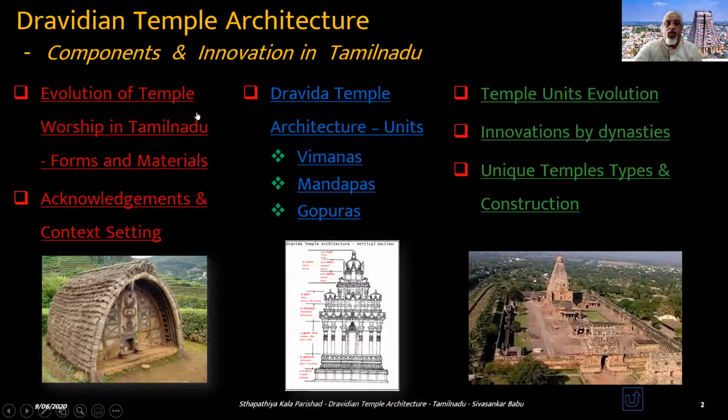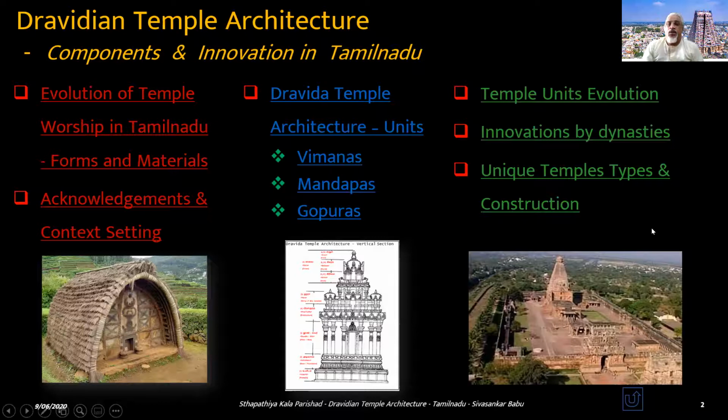In part 2, we covered the Dravidian temple architecture in detail. What are the component units? And then we went in detail about the components of vimanas, mandapas and gopuras. So before seeing this video, I would suggest you view the earlier parts so that you are familiar and able to understand many of the terms which we are going to discuss in detail in various temples.